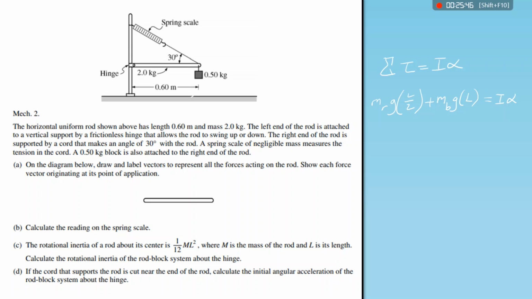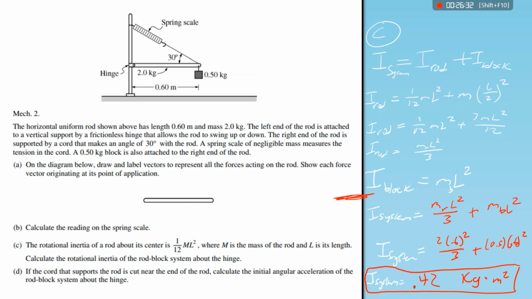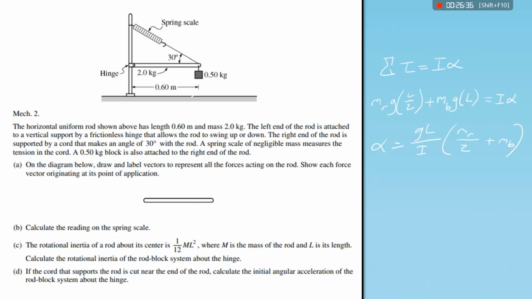Unfortunately, I cannot cancel anything this time, but I can pull stuff out. So I'm going to factor out a g and an L from both of these terms, and then divide by the I on the other side. So that'll give me alpha is equal to g L over I times m_R over 2 plus m_B. Mass of the rod, mass of the block. Yes. Okay, make that R a little bit smaller, just so we know that's a subscript. So this inertia is the inertia of the rod block system, which is what we solved for last time. So I can just sub that in.